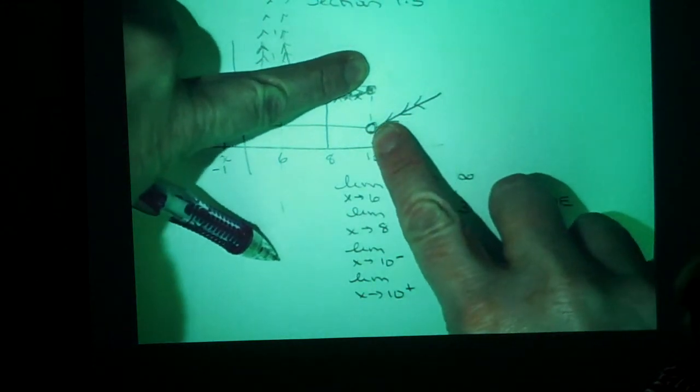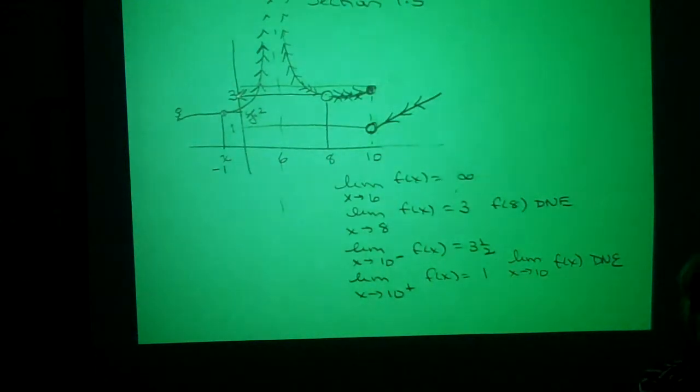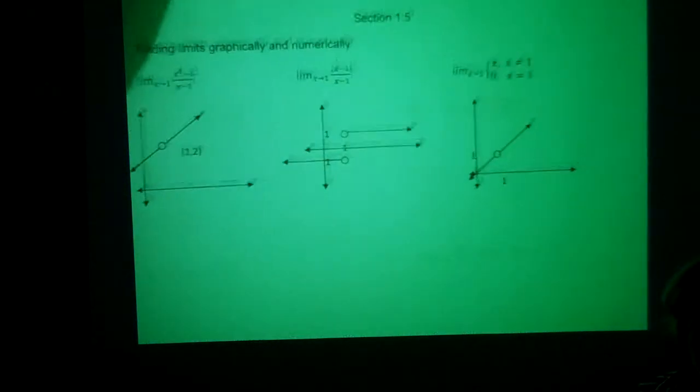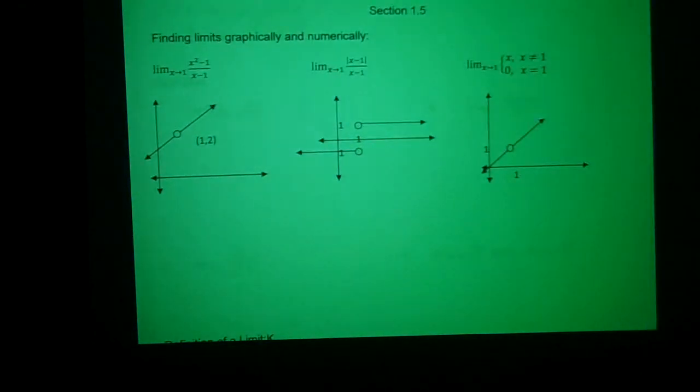And if that's the case, there isn't a limit. And so that's what we're going to be looking at with this worksheet. So this is the worksheet that I emailed to you, and it's a worksheet on section 1.5. There's another one that has things a little more broken down that I'll allude to as well.